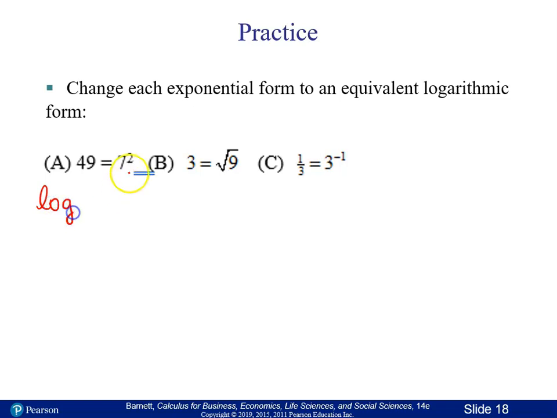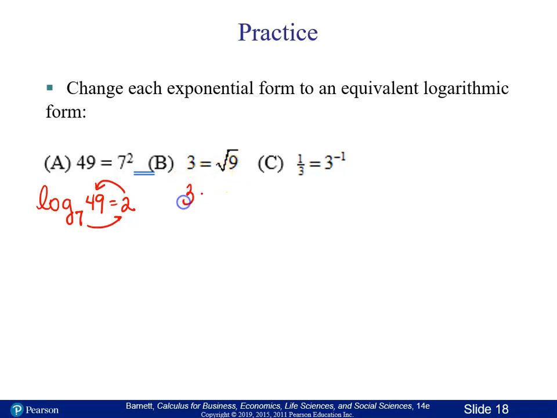Okay, this one's going to be log, my base is 7 here. It's equal to 49, and my exponent is 2. So this one is a little bit turned around, so just be careful with that. But again, if we check it, 7 to the second is equal to 49. That's what we get here.